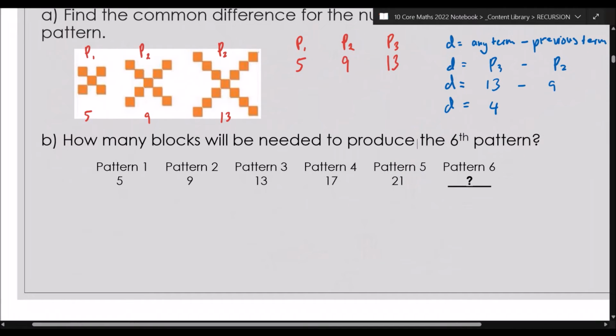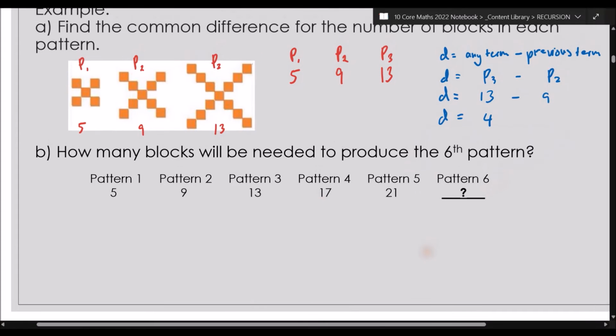Question B, how many blocks then will be needed to produce the 6th pattern? Okay, so we know that each time you're adding the same amount here, it's an arithmetic sequence, and we can see here that we're adding by 4. So the common difference is plus 4, plus 4, plus 4, and it tells us what pattern 4 and 5 are. So therefore pattern 6 is going to be plus 4. Okay, so you're going to add 4.